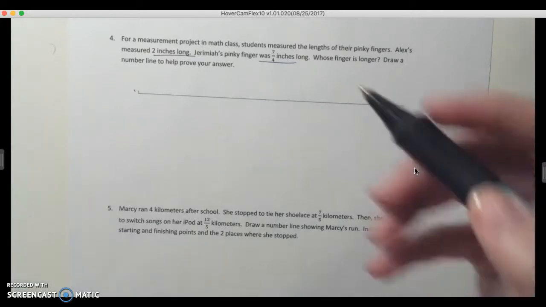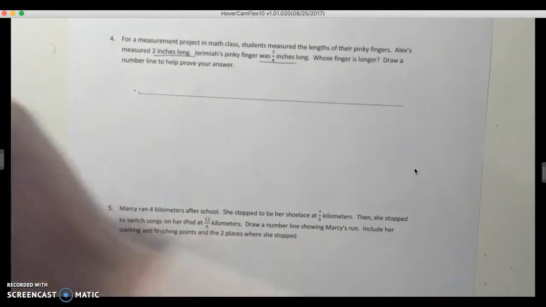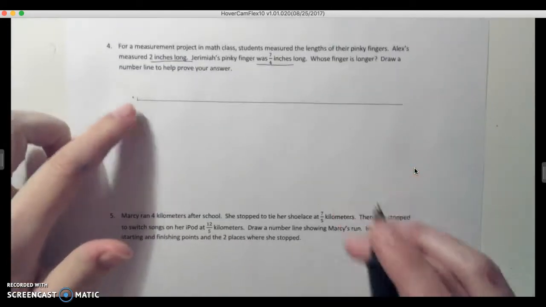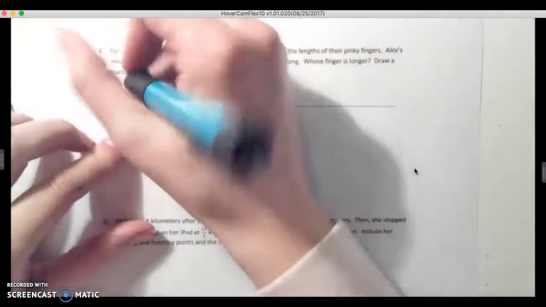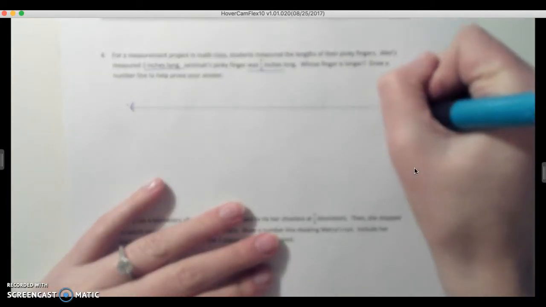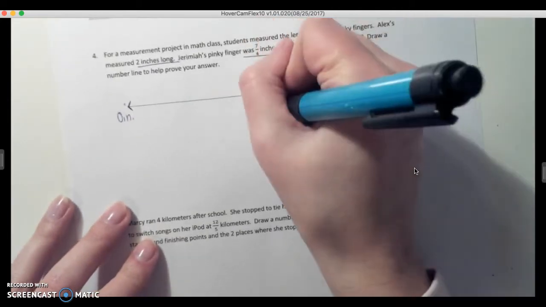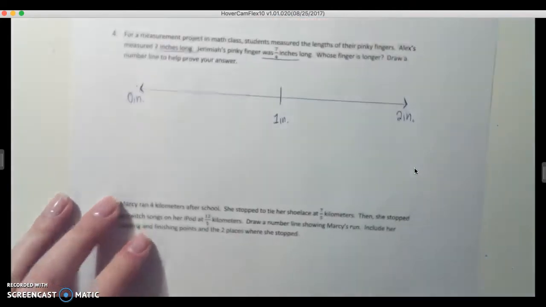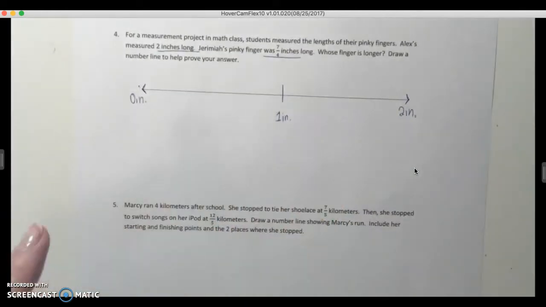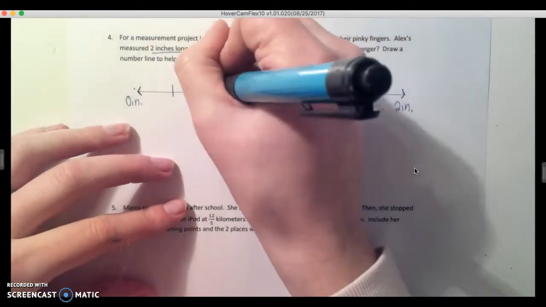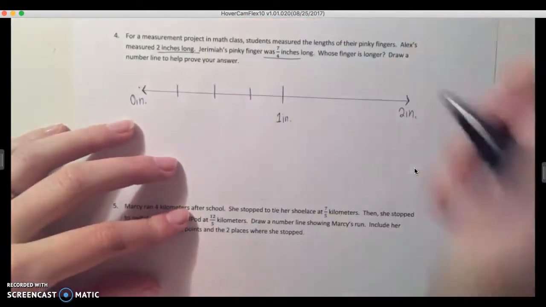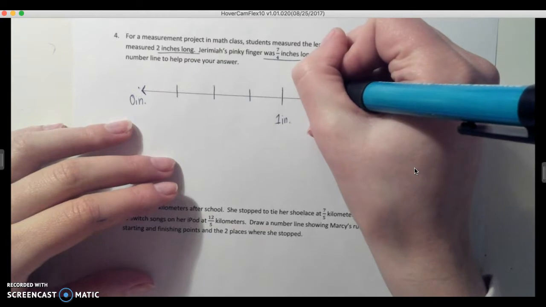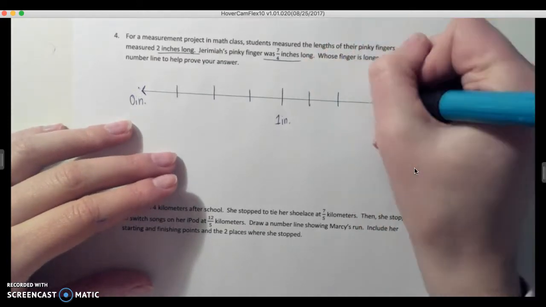So because our denominator is a 4, I think I'm going to separate into 4ths. I'm going to put my arrows in my number line. And I'm going to make the 2 inches long at the bottom, and I'll make this 0 inches. So then right in the middle will be my 1 inch. All right, and now I'm going to just split these into 4ths. So I have 1/4, 2/4, 3/4, 4/4. And then this would be 5/4, 6/4, 7/4.